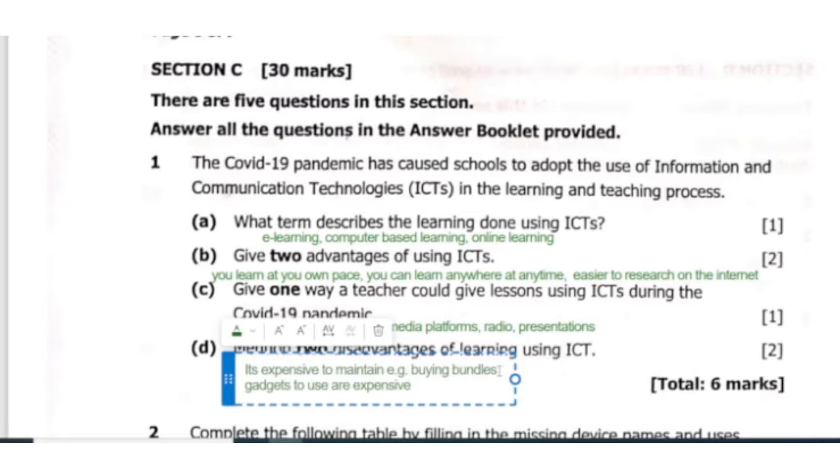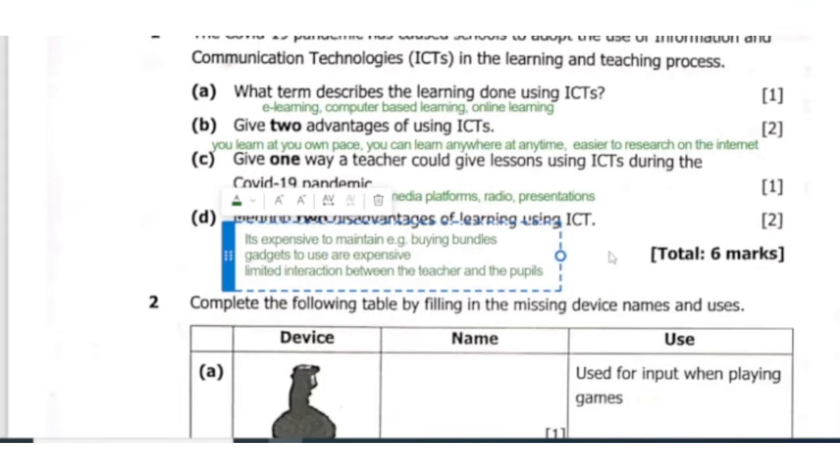And then it also brings limited interaction between the learner and the teacher. Limited interaction between the teacher and the pupils. So these are some of the disadvantages that come with ICT, or delivering lessons or learning through ICTs.